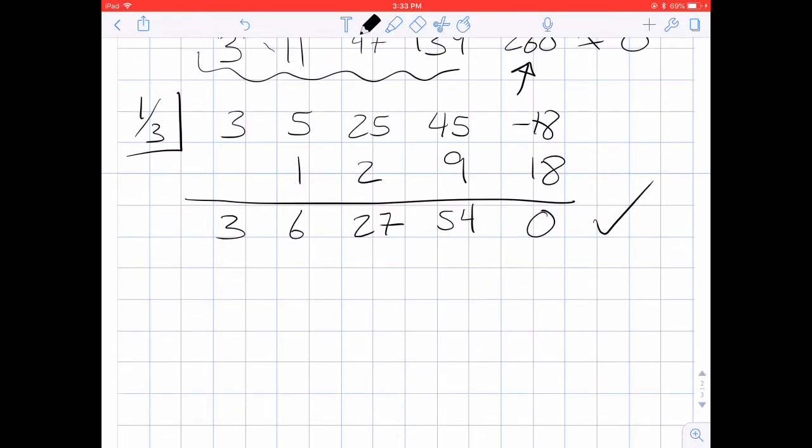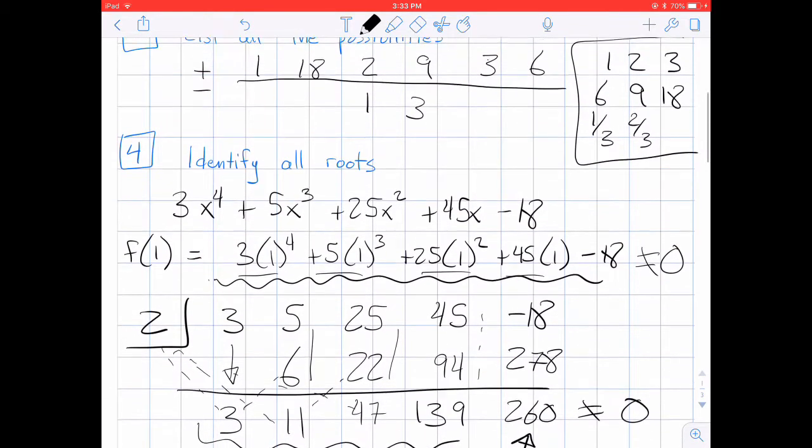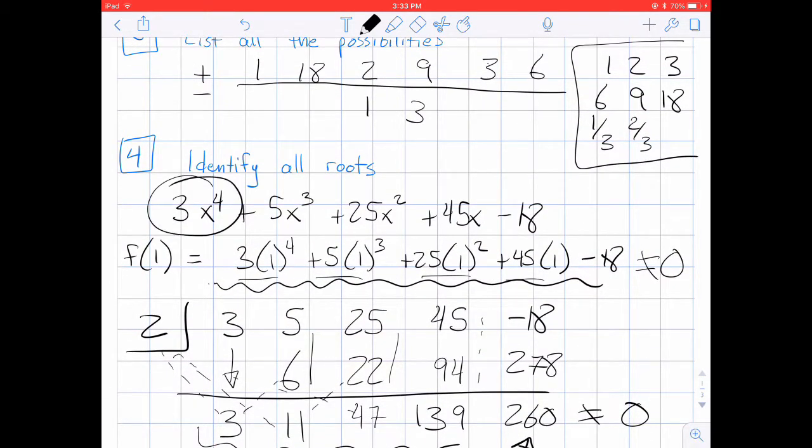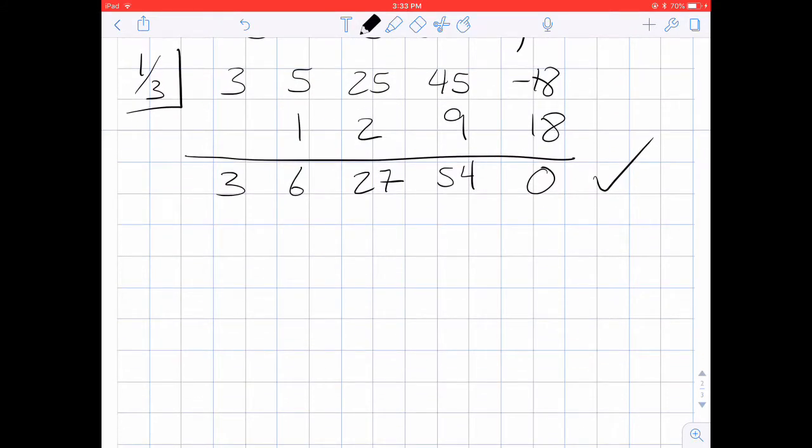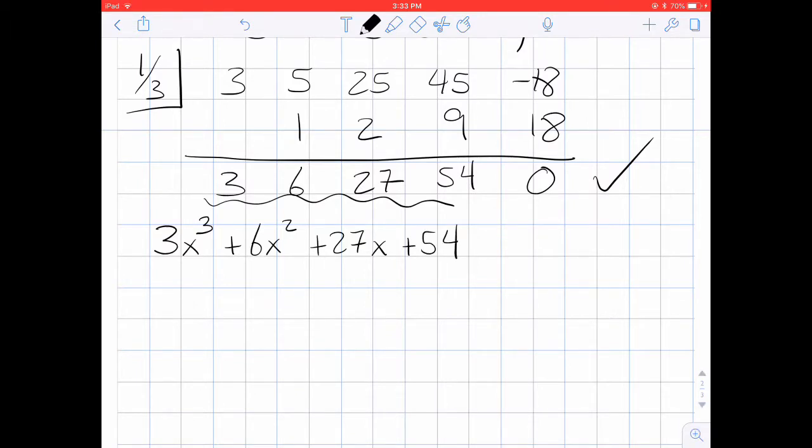Here then we have a reduced polynomial. Remember that we started with x to the 4th up here, so these numbers that came out of synthetic division are the coefficients for my reduced polynomial, which will have x to the 3rd. So I have 3x to the 3rd plus 6x squared plus 27x plus 54.